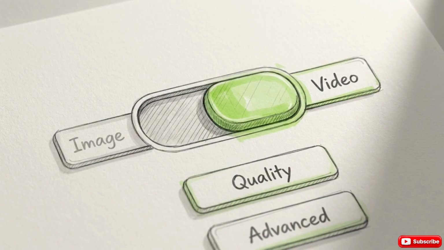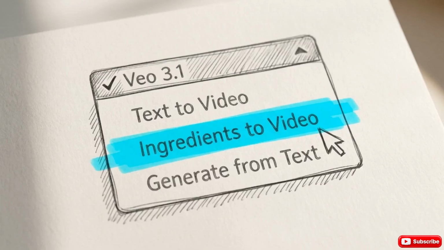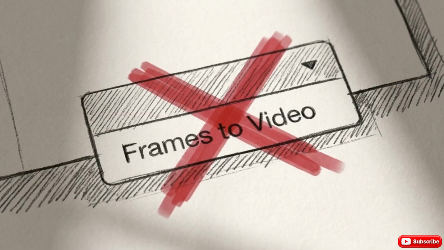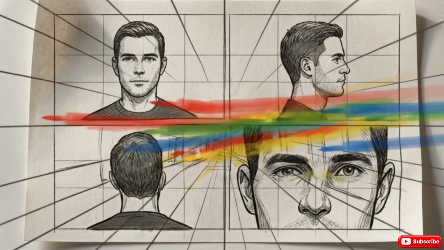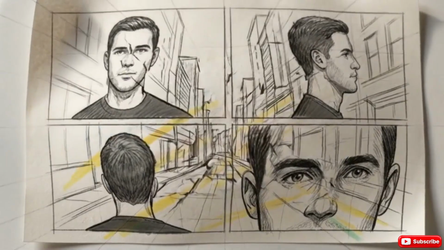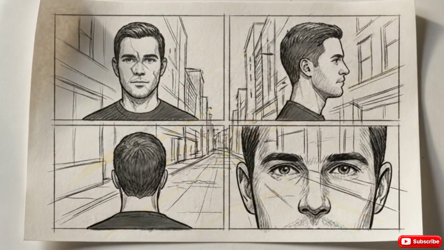Step 5 is the final generation. Switch the generation type toggle from image to video. Select the Veo 3.1 model and choose the Ingredients to Video option from the menu. Note that there is another option called Frames to Video. Do not use that for this workflow. Frames forces the AI to use your reference grid as the literal first frame of the clip, which will ruin the composition of the shot.